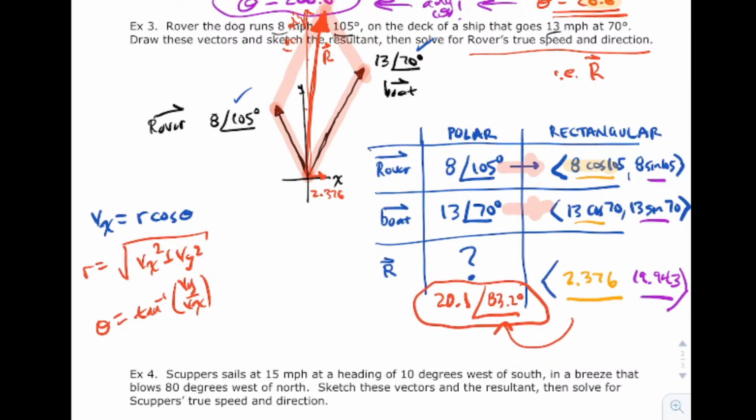And does it look like we need to add 180? No, I think that looks like 83 degrees. Yeah. I think we can believe the calculator this time. 83.2 degrees. So there we are. There's his true speed. There's his direction.